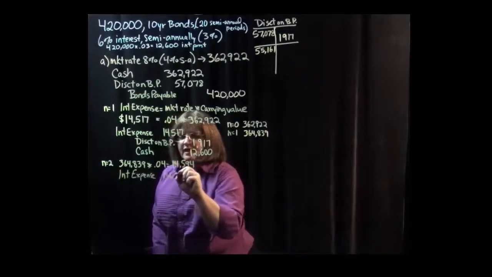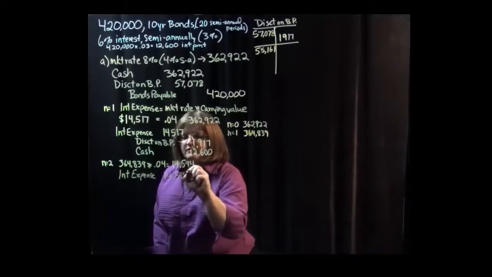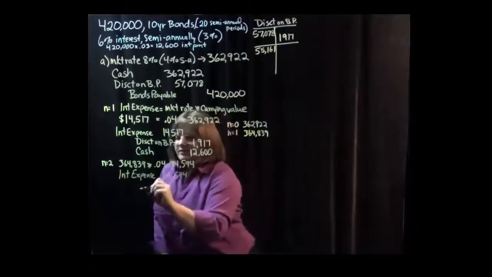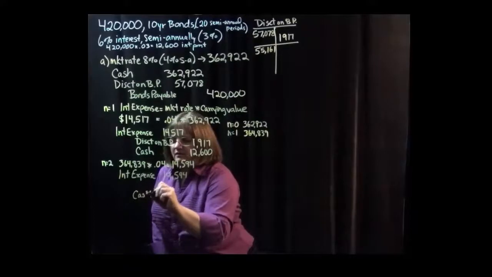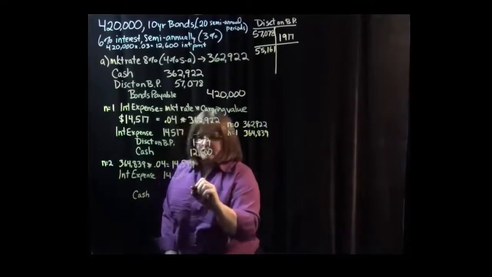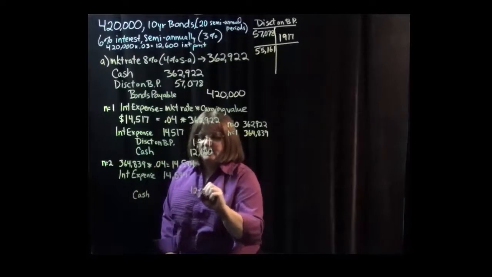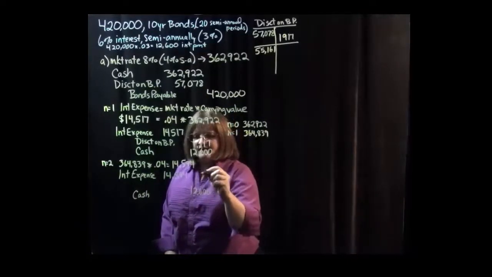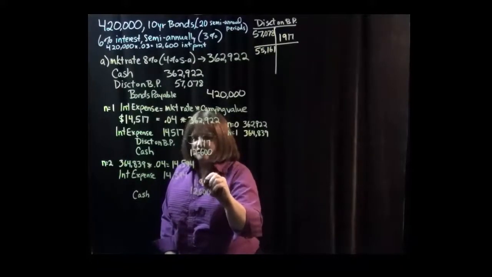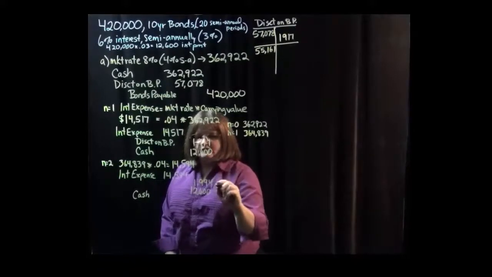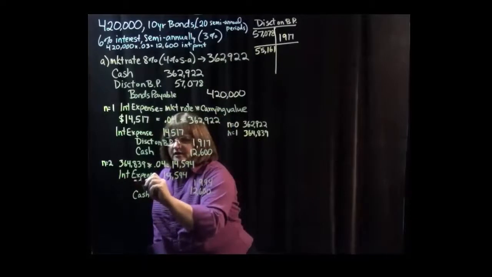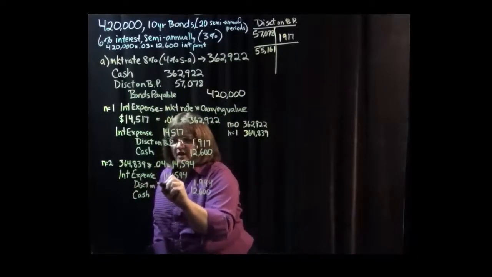That amount is our interest expense for that second period, so we're going to debit interest expense for $14,594. We're still going to be paying the contract amount that was stated on the face of our bond of $12,600. The difference then of $1,994 is going to be credited to that discount on bond payable.